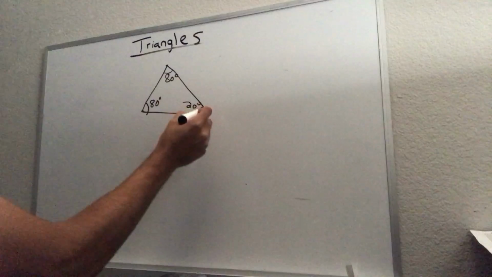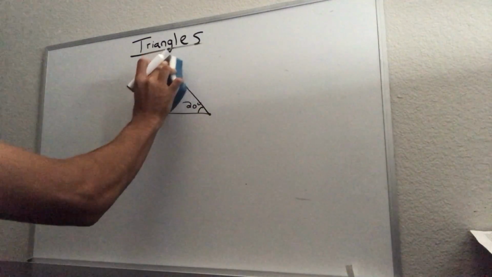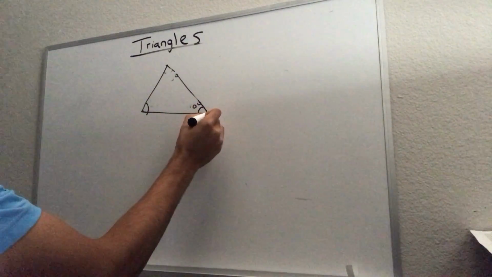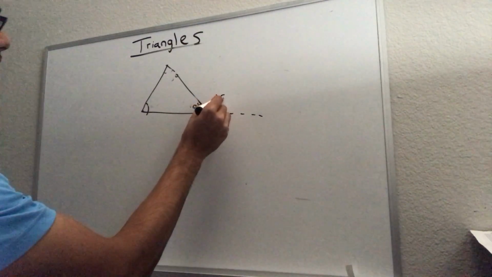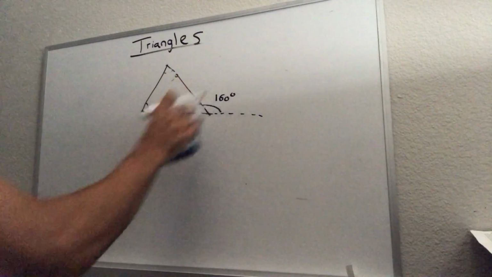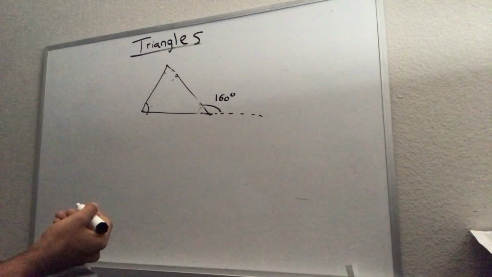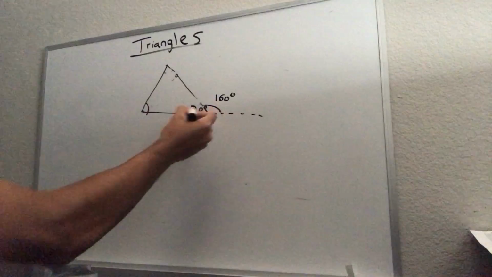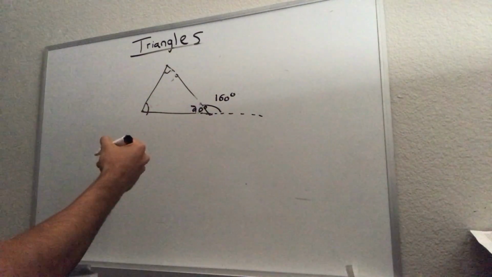Now, for instance, if you're given that this measure here is 160 degrees, right? Then you know that this is a straight line, obviously, and the straight angle is 180 degrees. Therefore, this must be 20 degrees. Clearly, if this is 20 degrees, the sum of these two angles must be 120 degrees.